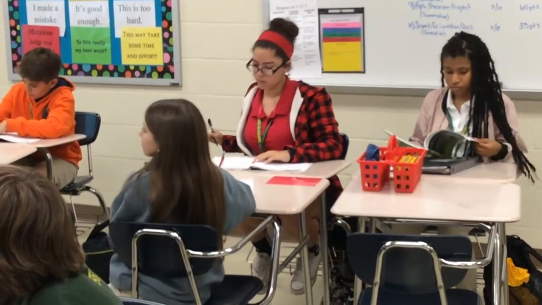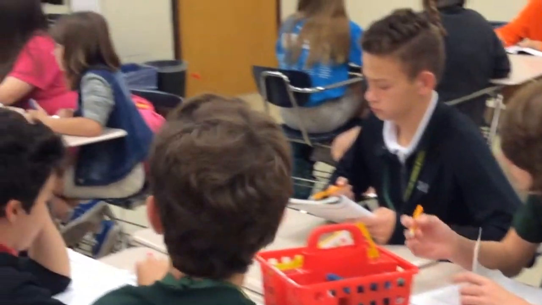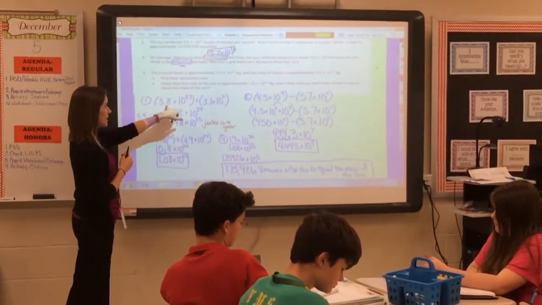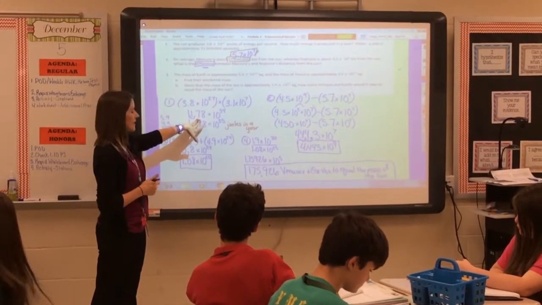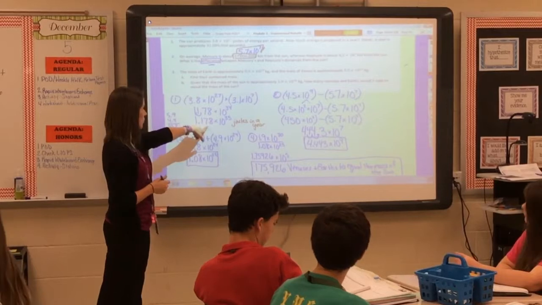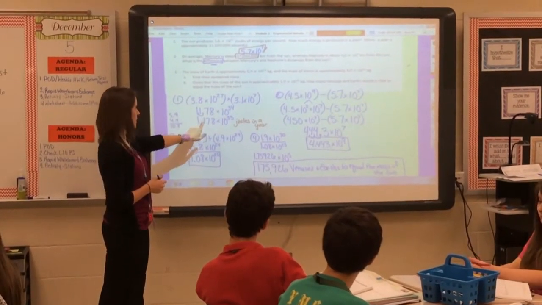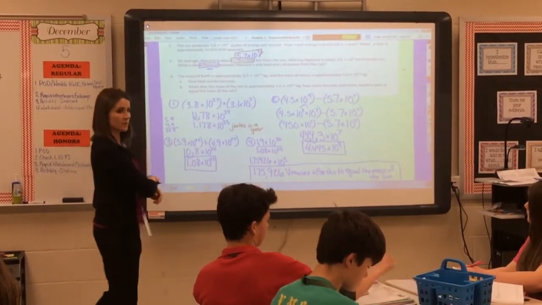Number 1, you should have multiplied. What do we do with our exponents when we're multiplying? No, add them. You add them together for the multiplication piece. And 3 8/10 times 3 1/10 gave 11 and 78 hundredths. But the 11 was too large. So when my leading digit decreased, the exponent increased.